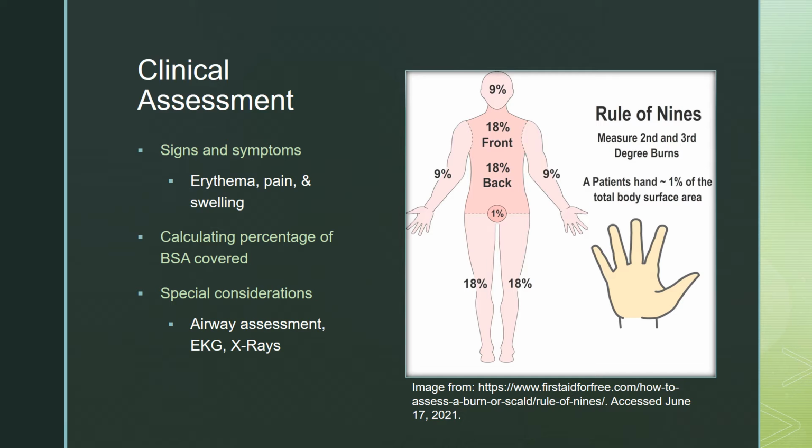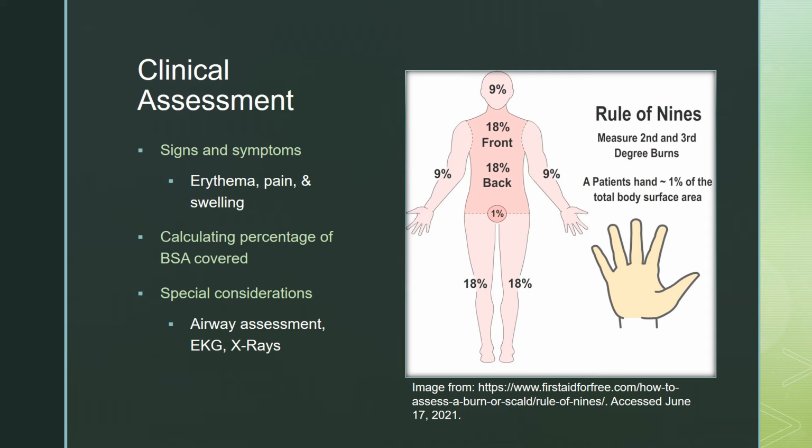Clinical assessment of burn victims is typically straightforward, as the patient will be able to tell you how the burn occurred. Signs and symptoms of a burn can vary based on the degree of the burn as well as the mechanism of injury. We'll review the different classifications of burns on the next slide. Initial evaluation of a burn victim should include what caused the burn and evaluation of percentage of body surface area involved. Body surface area can be calculated by using the rule of nines shown to the right, or the palm method, which estimates the palm of the patient to be 1% of their total body surface area.